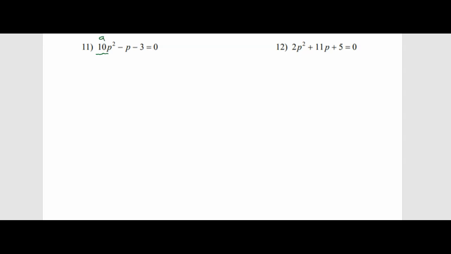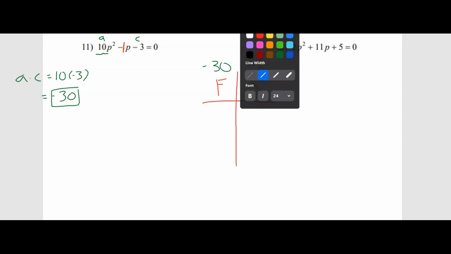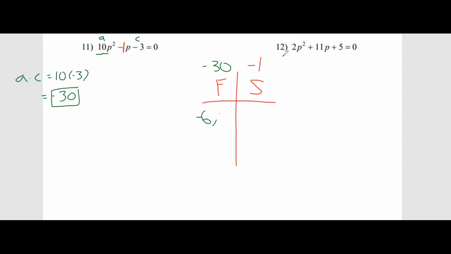Well, my 10 is my a, my negative 3 is my c, so a times c gives me 10 times negative 3, which gives me negative 30. So remember, that's going to be the number that I'm searching for factors of, negative 30. I still want them to add to my b term, which is negative 1. Well, it looks like we just did this one right up above. So our factors are going to be the same, negative 6, positive 5.